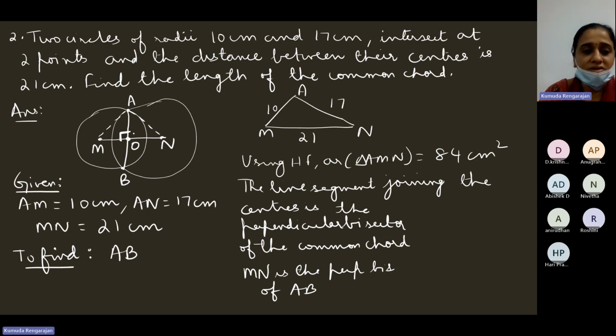Now the question is, how do you know that it's 90? That's by the theorem. MN is the perpendicular bisector of AB. That means MN is perpendicular to AB and MN bisects AB. MN is not bisected. MN cuts AB into two equal pieces. That means AO is equal to OB. The chord is cut into two equal pieces. MN is not cut into two equal pieces. They don't bisect each other. MN bisects AB.